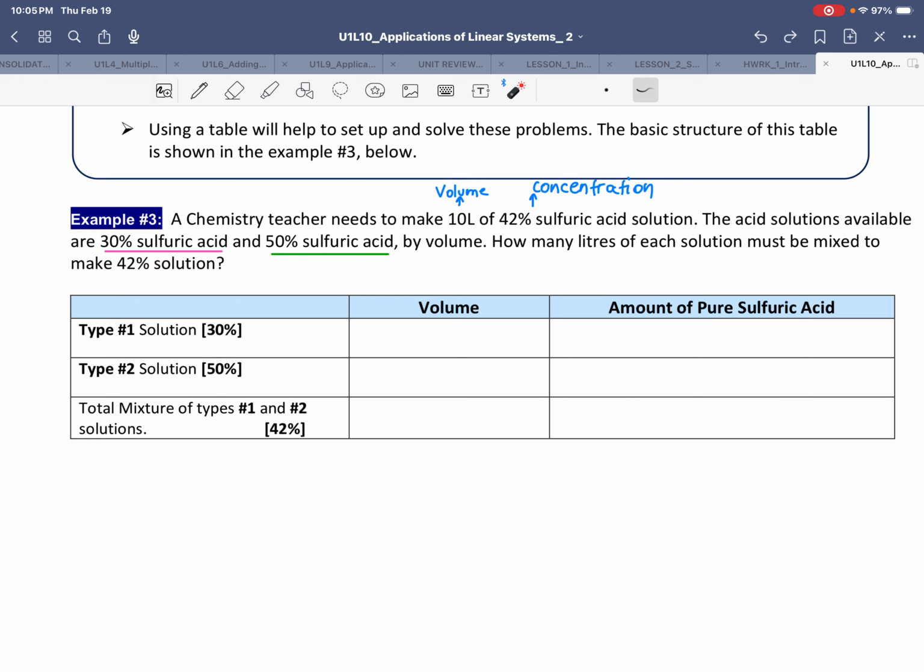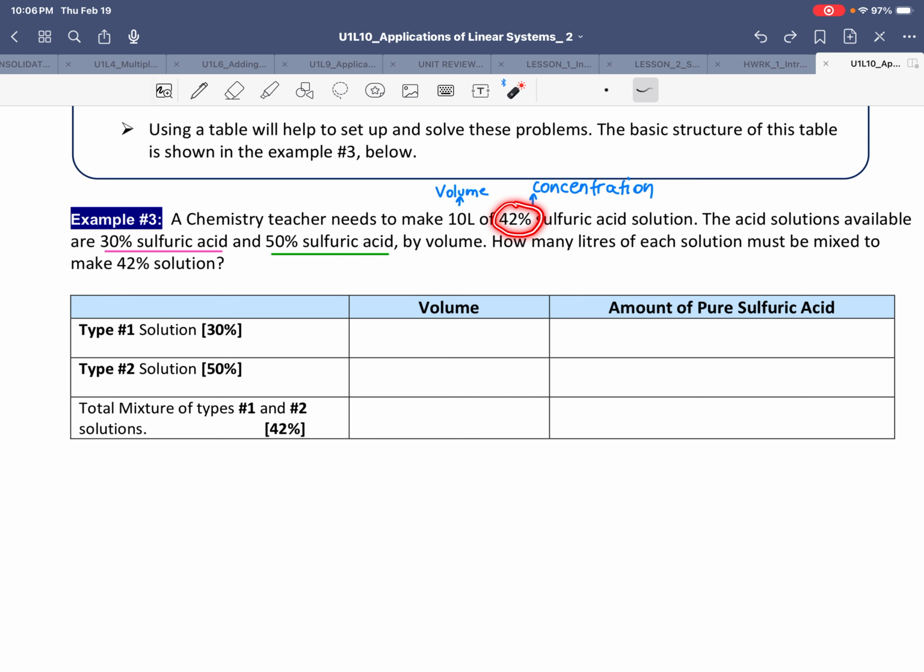As you can see, we're mixing 30% with 50%, so lower and higher, to make a 42% solution, which is between 30 and 50. That's common sense when you think about it, right? When you mix a solution of lower concentration with one of higher concentration, you create a solution that has a concentration in between.